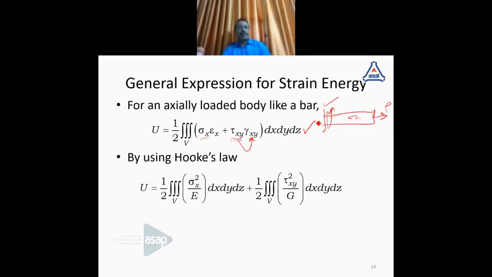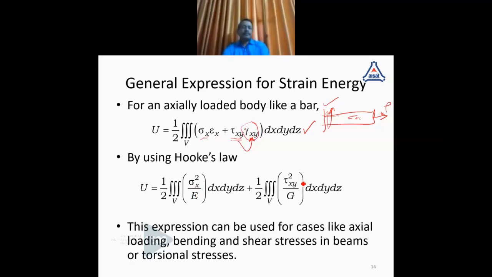And here again, we will be using Hooke's law to convert the terms. Instead of epsilon x, we can write sigma x by E. Instead of gamma xy, we can use tau xy by G. It is also from Hooke's law. The same expression we can use for cases like axial loading, bending, and shear stresses in beams, or torsional stresses. Torsional means torque is applied.